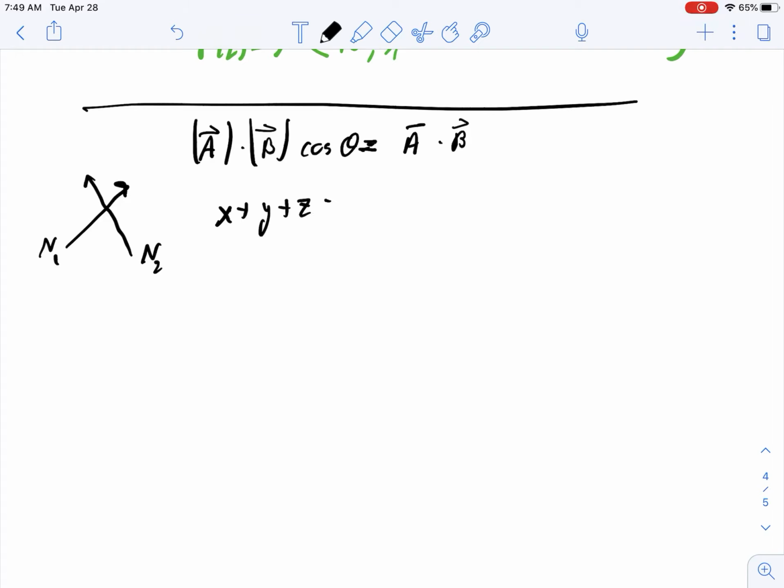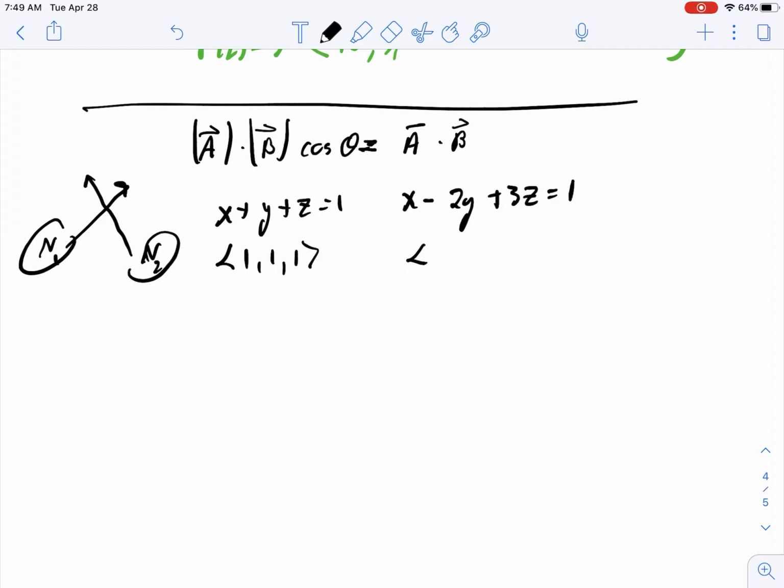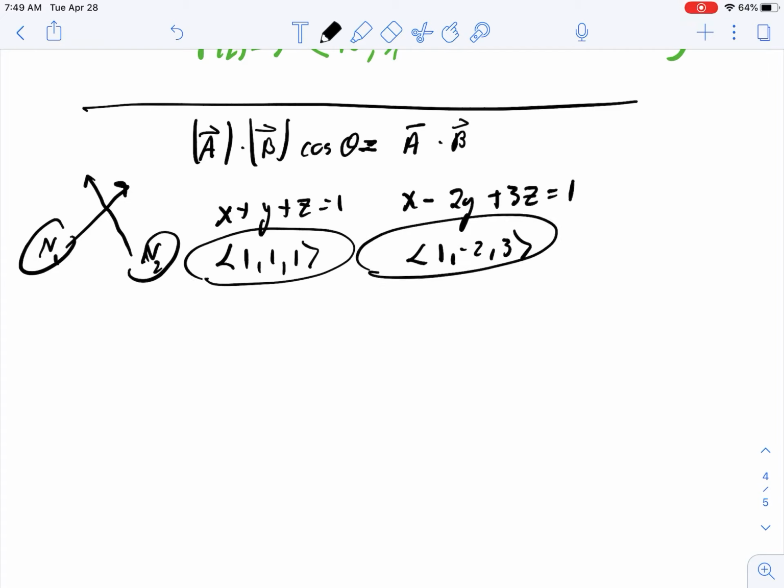So therefore, if I have, let's say, these two planes, let's say x plus y plus z equals 1, and x minus 2y plus 3z equals 1. So the norm of the first would be 1, 1, 1. The norm of the second one, 1, -2, 3. Okay, so if we find the angle these two lines form, this theta here, that would be the same angle that the planes are intersecting. Okay, so let's just review on how to do that.